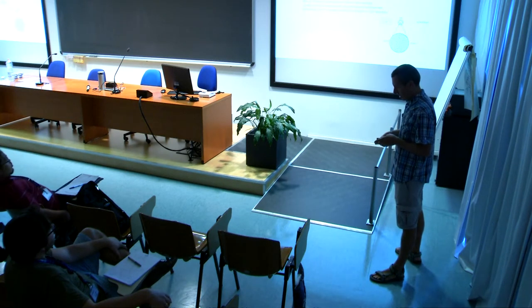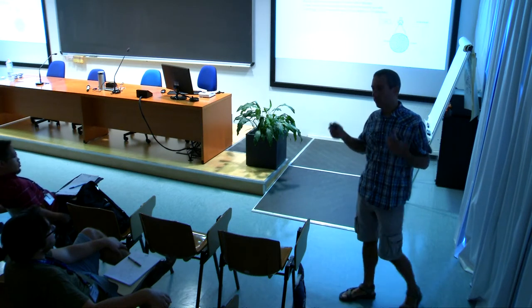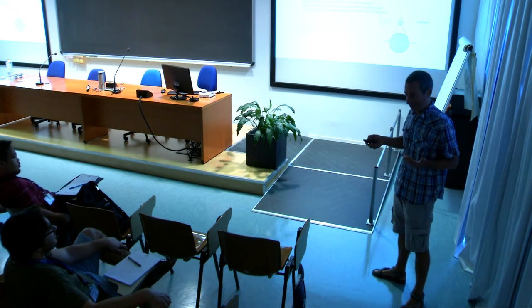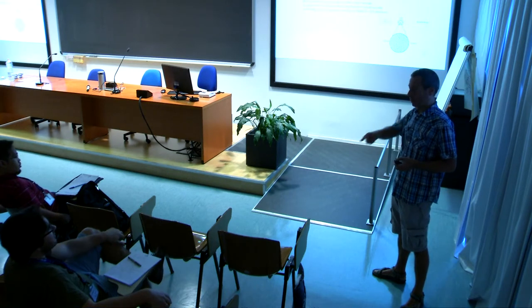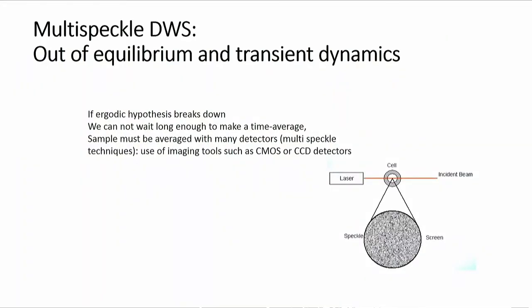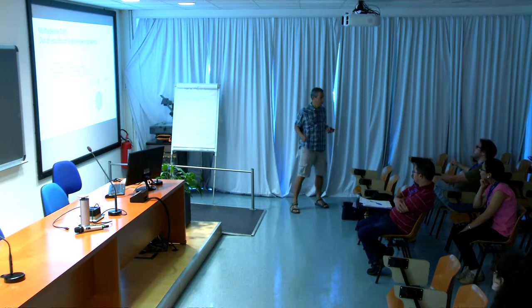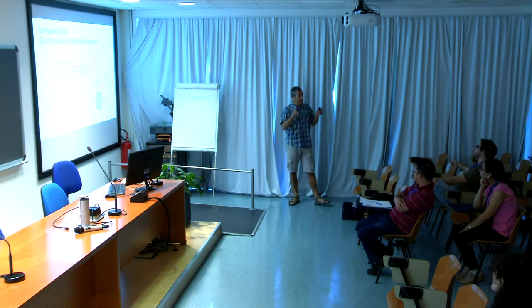but sometimes, for instance, if your system is out of equilibrium and the ergodic hypothesis fails, then measuring for a long time a single point is not equivalent to the ensemble average, because your system is stuck in some local minima, it's not exploring all the other configurations. In this case, you really need multispeckle analysis. And that is done with an array of detectors. You can do it in different ways. But one way, the way that we are doing, is using an array of detectors that is simply a camera, a CMOS camera. You can also use a webcam.